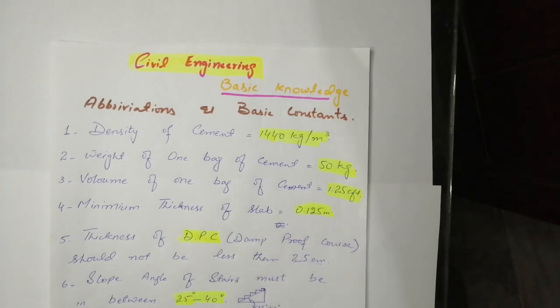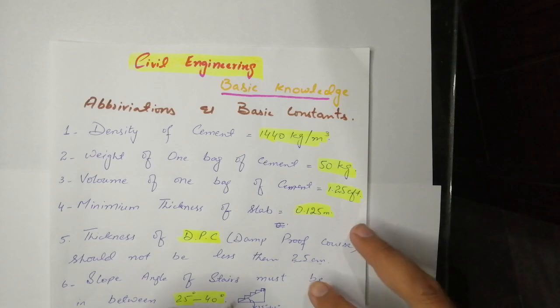This video is going to be an informative video, because in this video we will describe civil engineering basic knowledge, the abbreviations used in civil engineering, and the basic content. So the first one is the accurate density of cement, which is 1440 kg per meter cube.